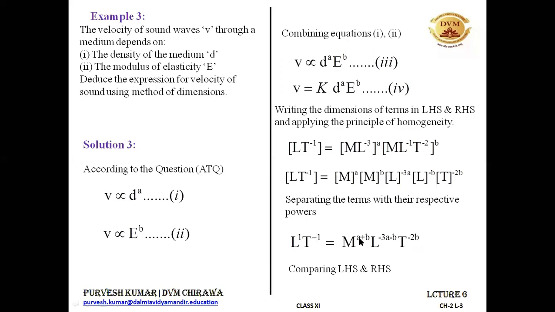We can write A plus B equal to 0, minus 3A minus B equal to 1, and minus 2B equal to minus 1. So I have written it like this. From these three equations, we need to find the values of A and B. So from the third equation, you can easily find the value of B, that is B equal to half.